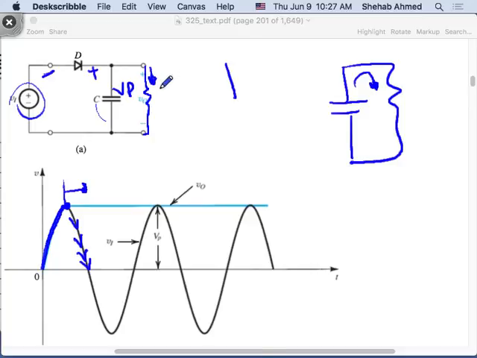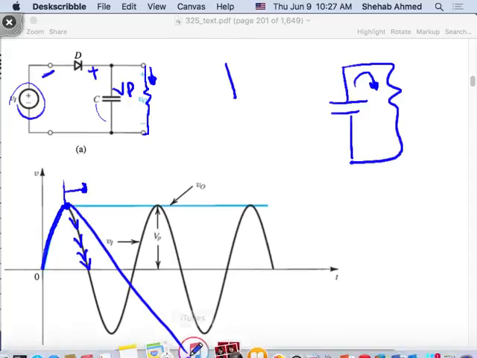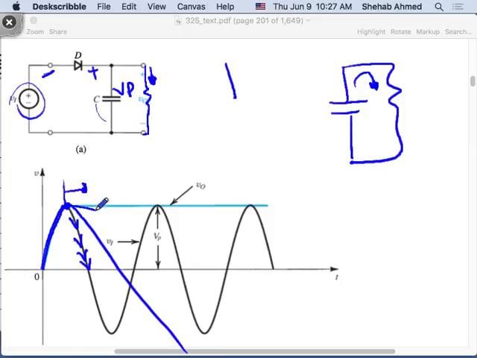If I choose this resistor wisely, so that I don't drop this fast, then I will drop a little bit, and keep dropping a little bit. How is this drop going to be governed? By an exponential, remember? It's an RC circuit. It will fall. It will fall until when?